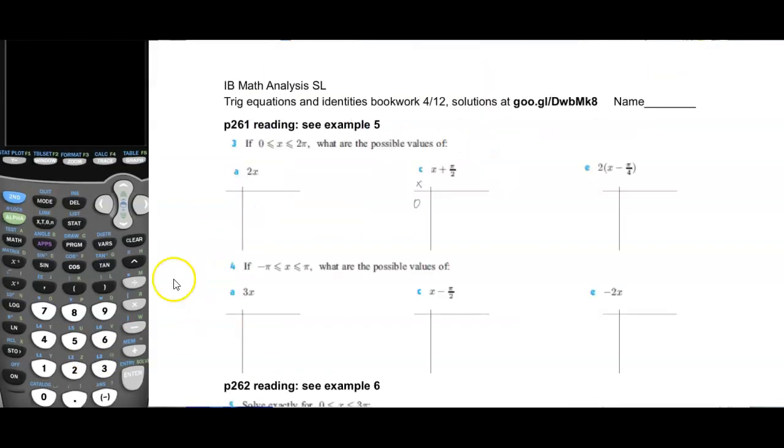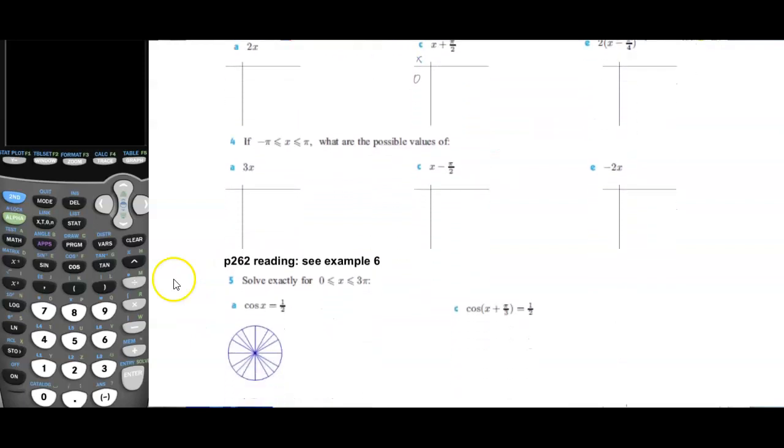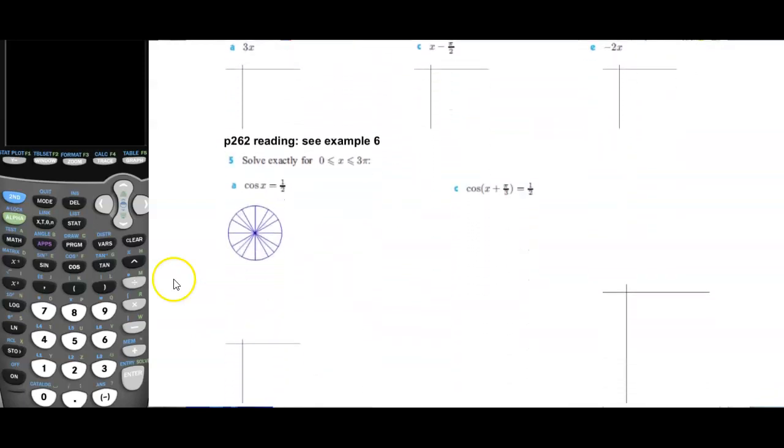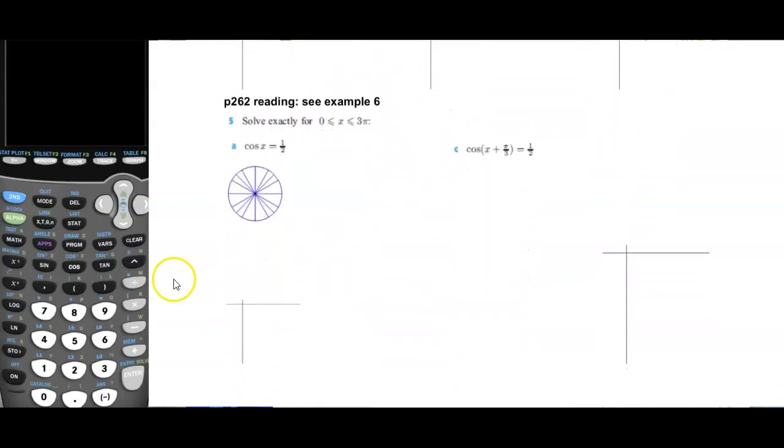Let's take a look at page 4. Let's just look at the kind of problems we're going to have down here. Now, did you notice that sometimes inside the cosine and the sine, we're going to have a transformation? Okay, so when you have a transformation like this, how does that affect the domain that's given for x?